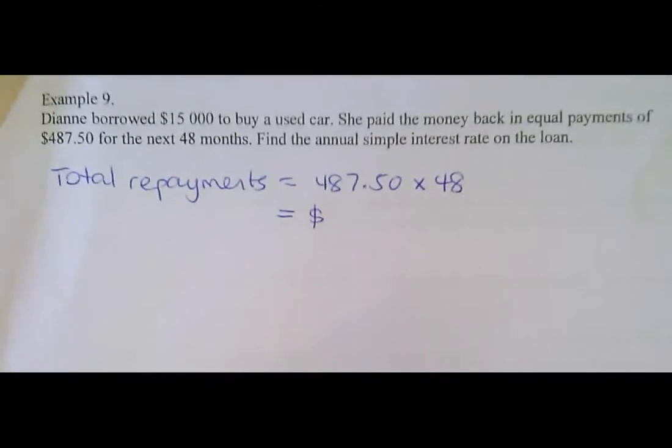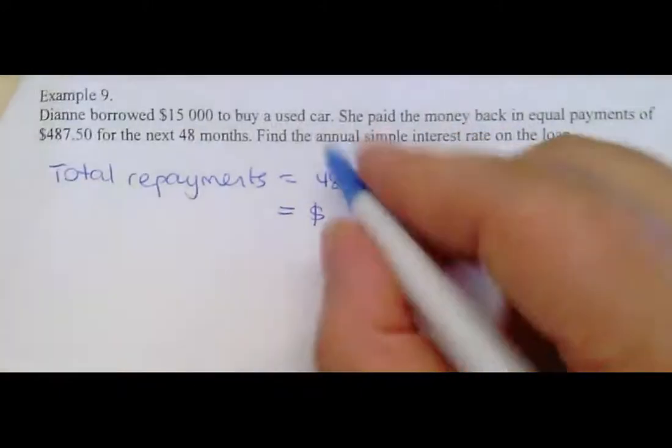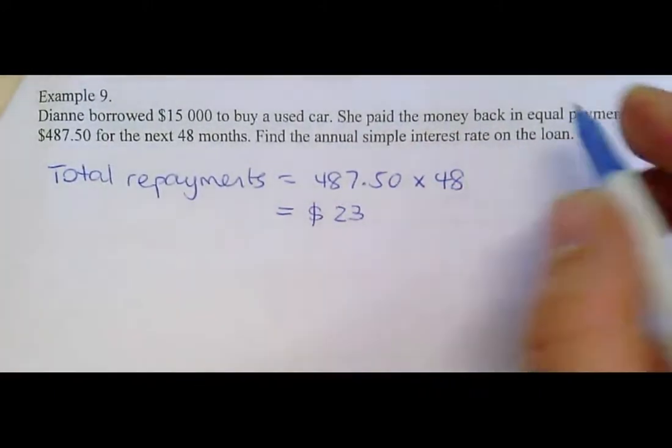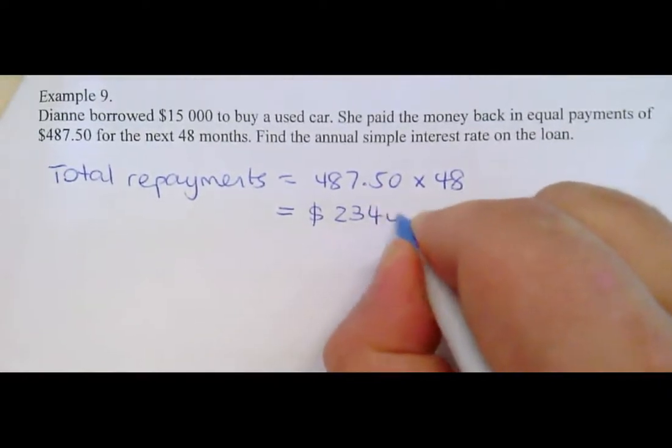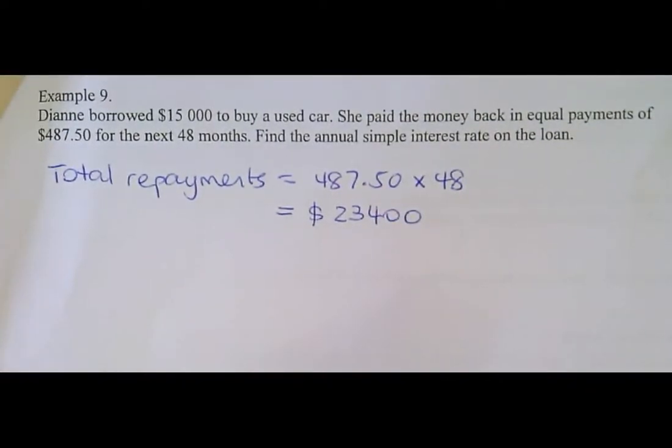How many thousands of dollars? Exactly. $23,400. So you say, yep, she's paid that much back. What did she borrow? $15,000. What did she pay back? $23,400. She's obviously paid a lot of interest. How much interest?